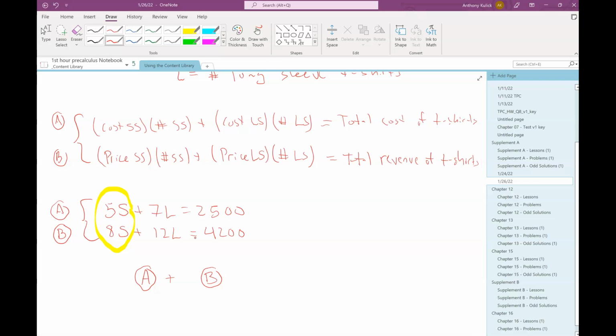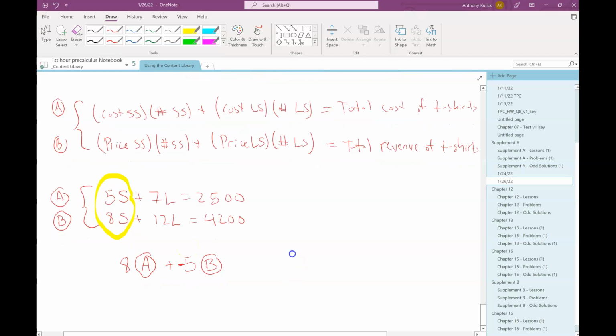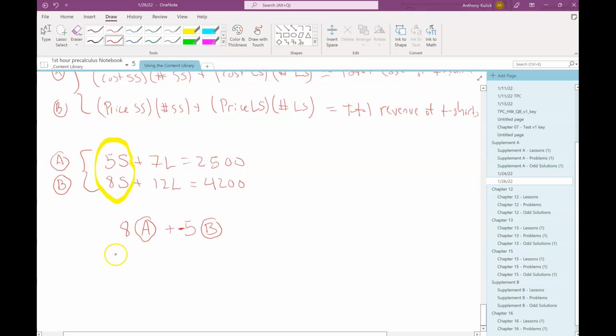I should multiply equation A by 8, okay? And equation B by 5. Very close. It's not 5? Negative 5? Yeah, one of them needs to be negative. It doesn't matter which one, but they need to be opposites. So one of the two needs to be negative. Let's make the 5 negative.